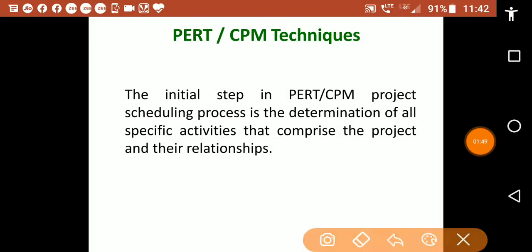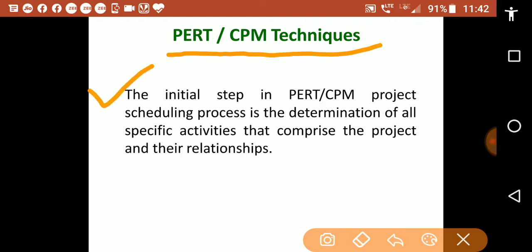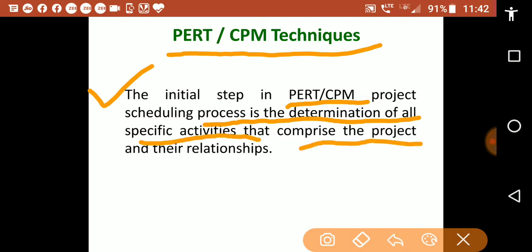So what are the PERT and CPM techniques? The initial step in the PERT or CPM project scheduling process is the determination of all the specific activities that comprise the project and their relationships.